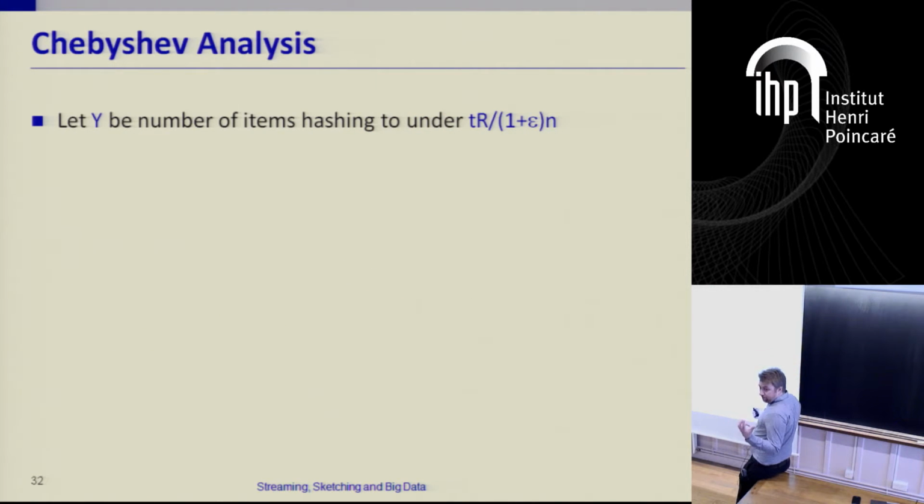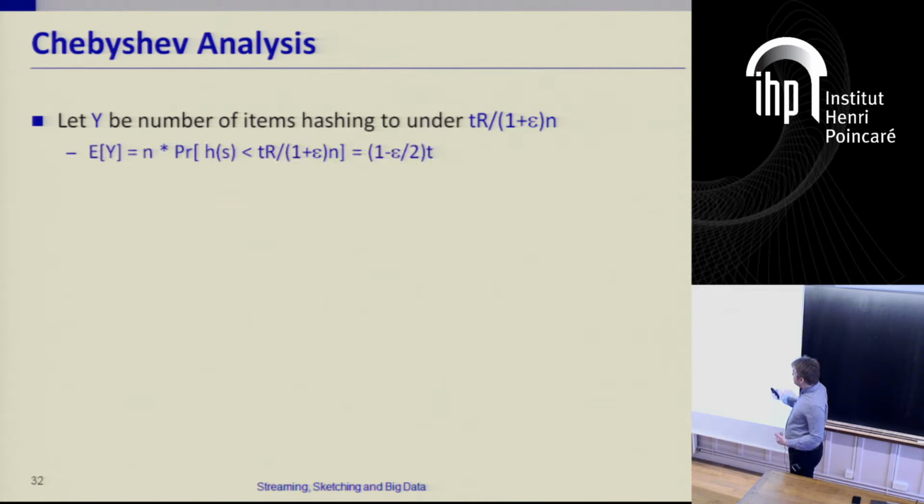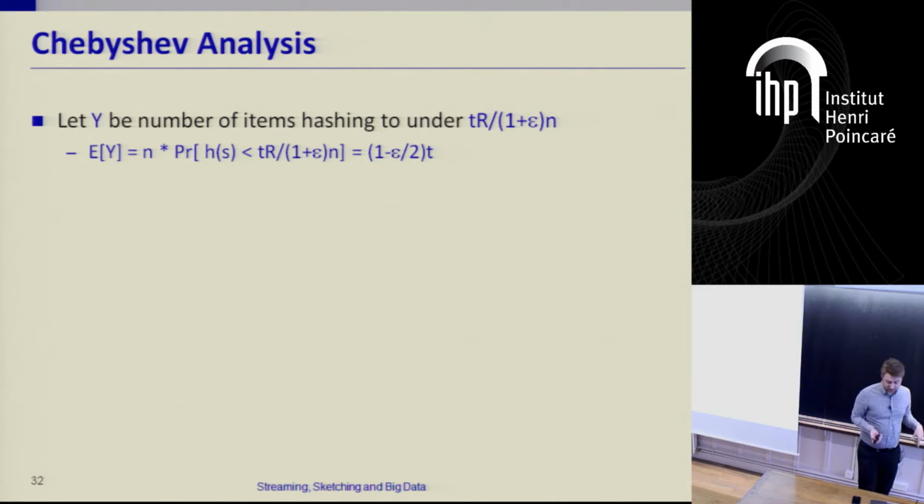So I can now say, well, how many do I expect? I know the probability the particular element hashes into this range. And what I'm really saying is that I'm going to see more than I expect hashing into this range. So I'm going to do the same kind of expectation and variance analysis. Let y be the number of elements hashing in this range. I know the expectation isn't too many. I expect to see 1 minus epsilon over 2t.